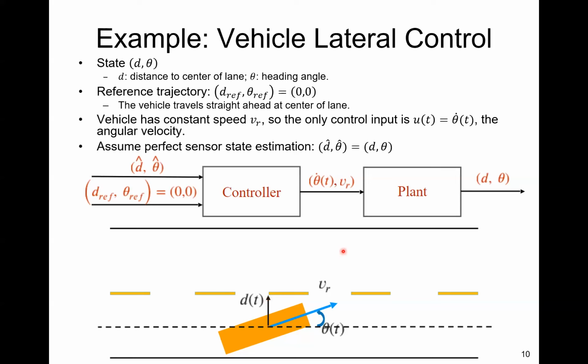So assuming that your vehicle is traveling at a constant speed VR, the only controllable input is the steering angle. And you can issue a control input to the plant to track the reference trajectory. So that's just a formulation of the lateral control problem.